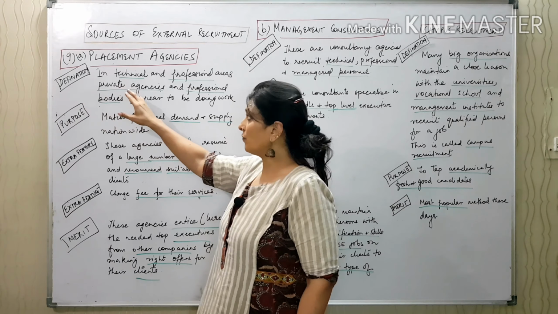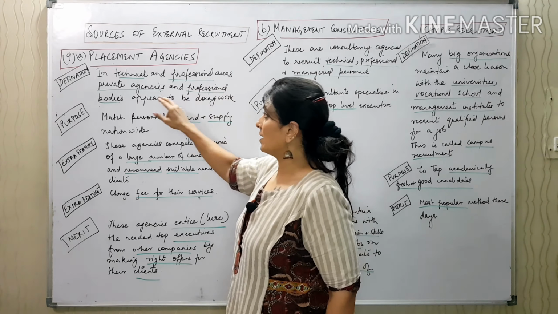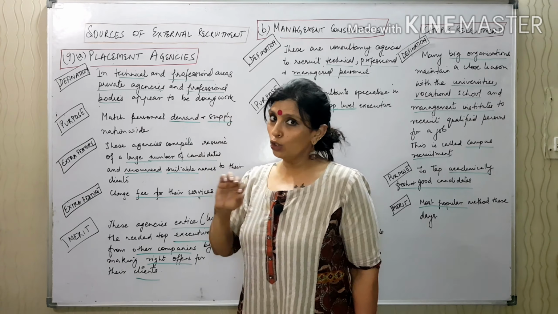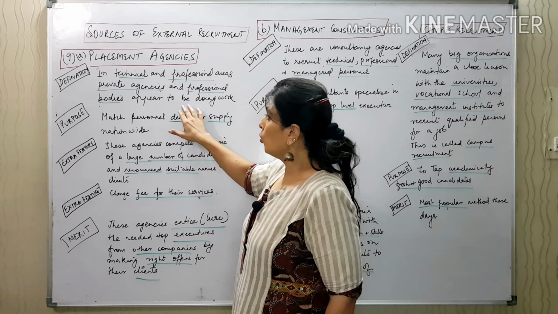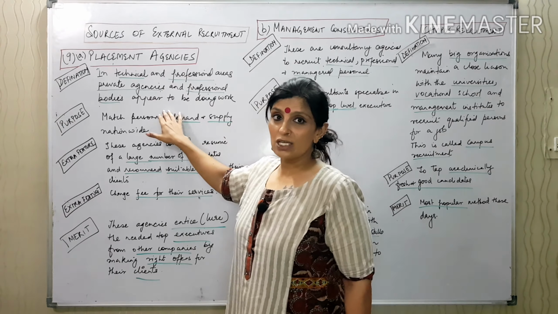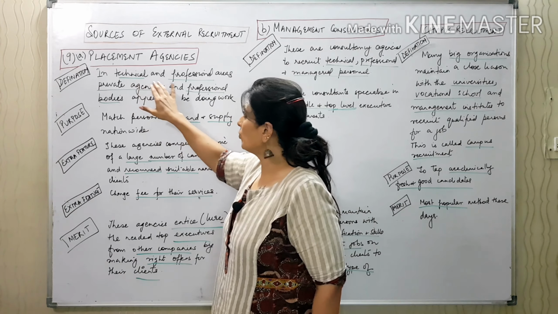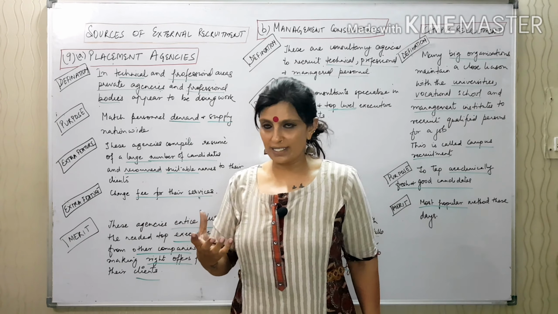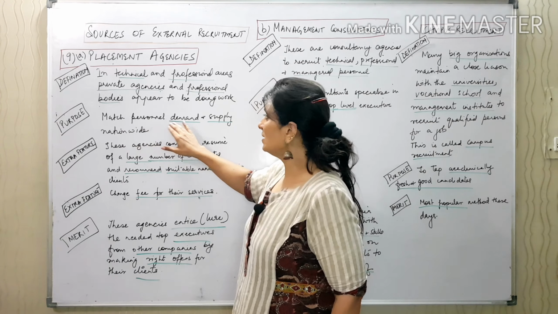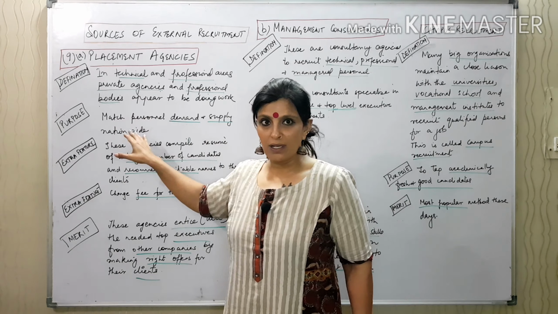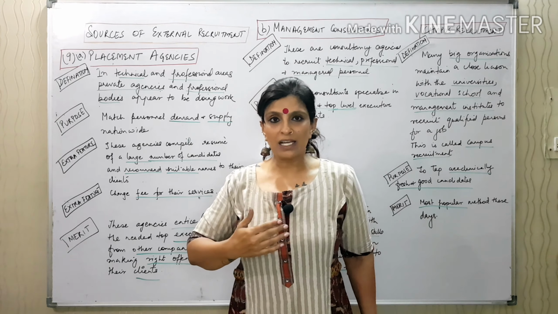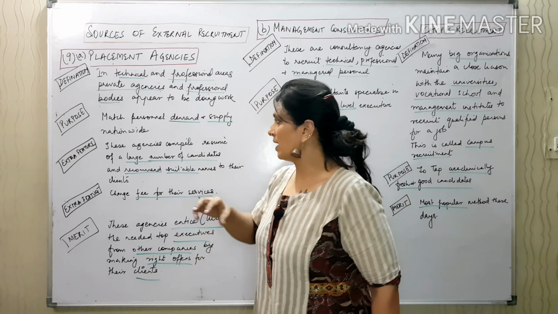First, the definition part of it. In technical and professional areas, private agencies and professional bodies appear to be doing work. Now, who is doing it? The placement agencies get people from the technical and professional world for private organizations. They match the personnel demand and supply. So that is their purpose. Whatever demand is there from the organization, they match that demand and supply and provide to the organization.